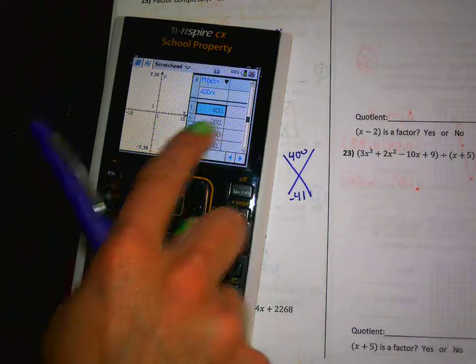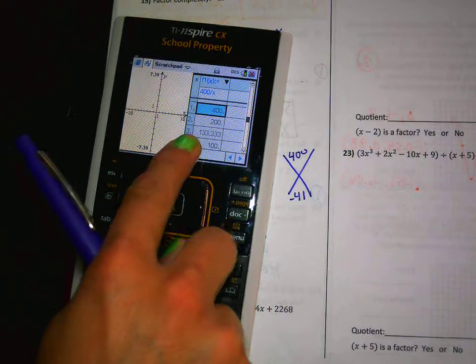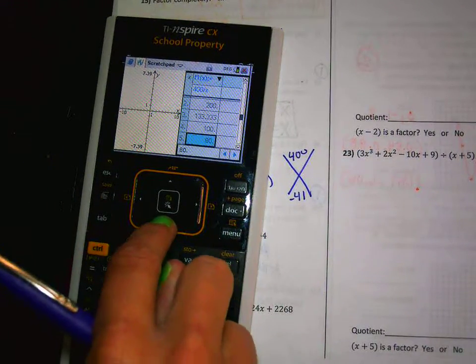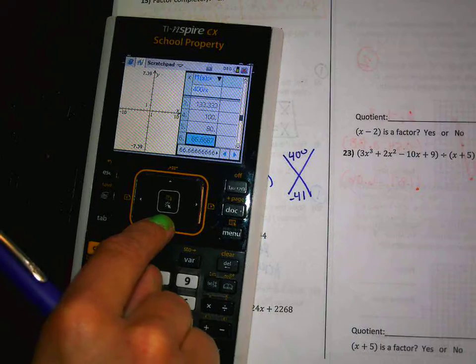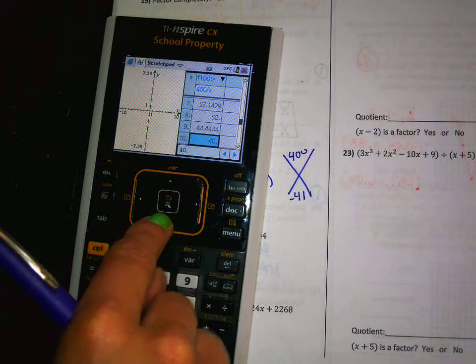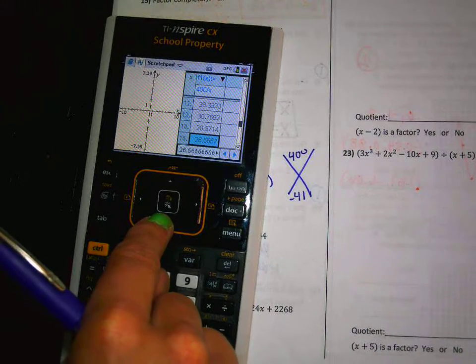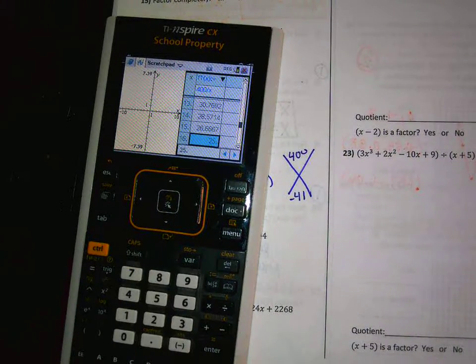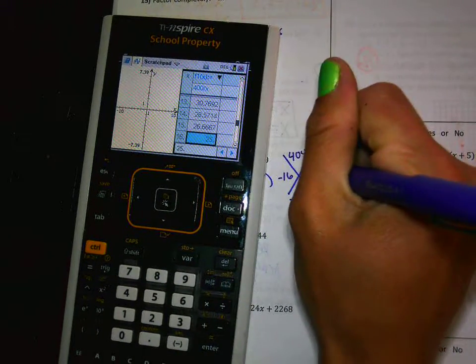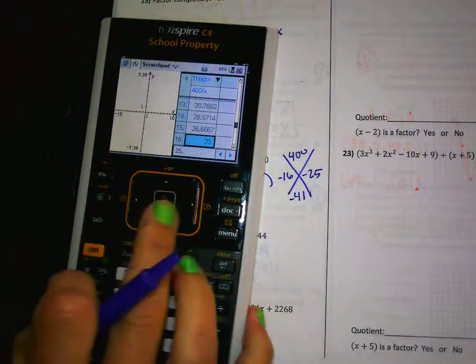So that's 401. That's 202. Decimals don't work. So 104. So none of those are right. That's 85. That's 58. That's 50. So we're getting closer. And there we go. That's going to be 41. So my numbers here, negative 16, negative 25.